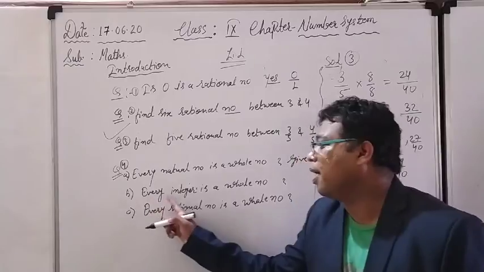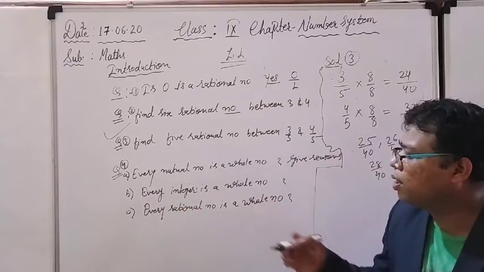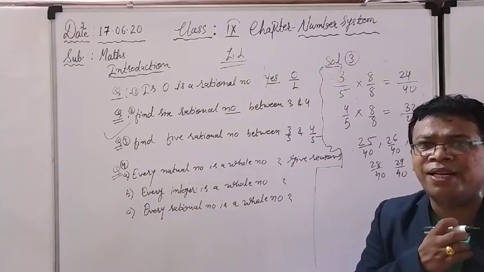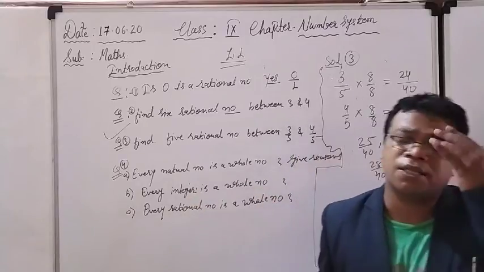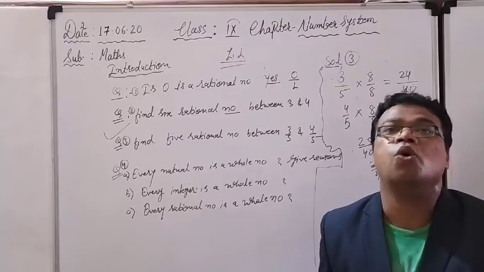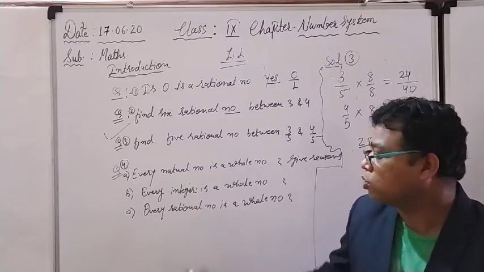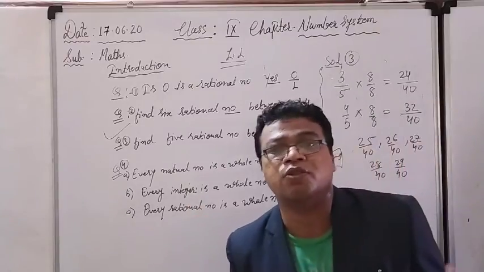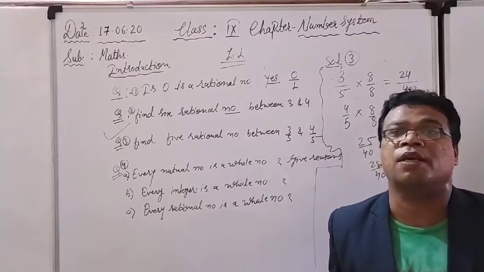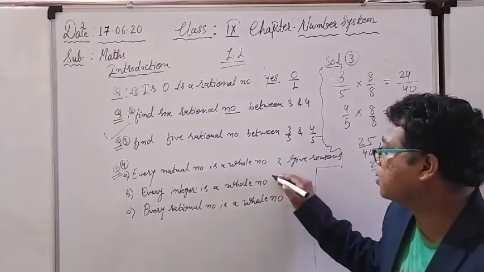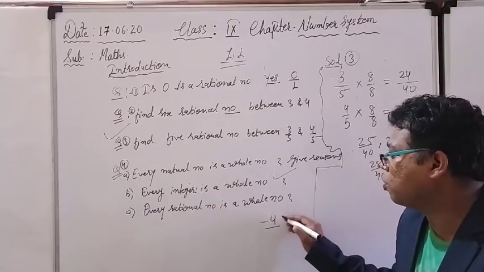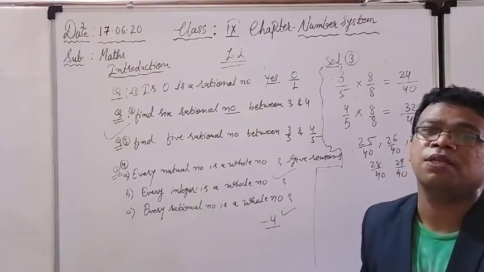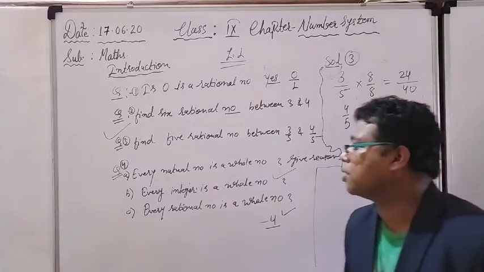Next, every integer is a whole number. क्या सभी integer को whole number बोला जा सकता है? तो आंसर हो जाएगा no. Why? Because when we talk about the integers, integers में negative numbers भी आते हैं. फॉर एग्जाम्पल, इसको example से देखें. कोई भी integer का example ले लेता हूं, for example -4. -4 is an integer. क्या इसको आप whole number बोल सकते हो?